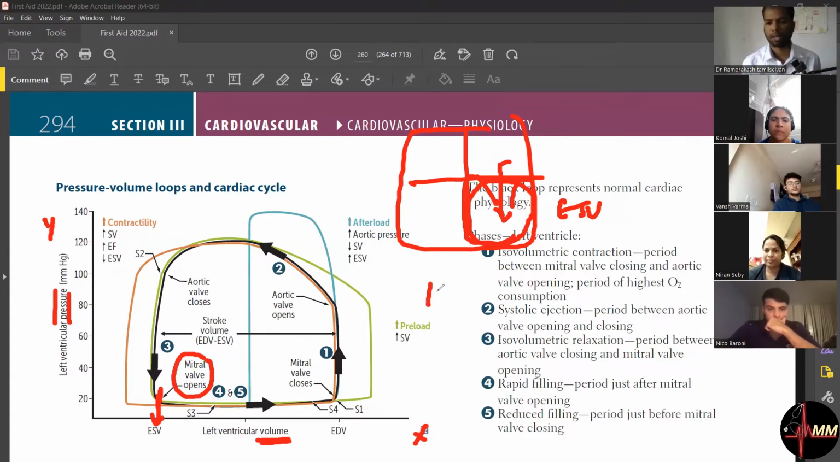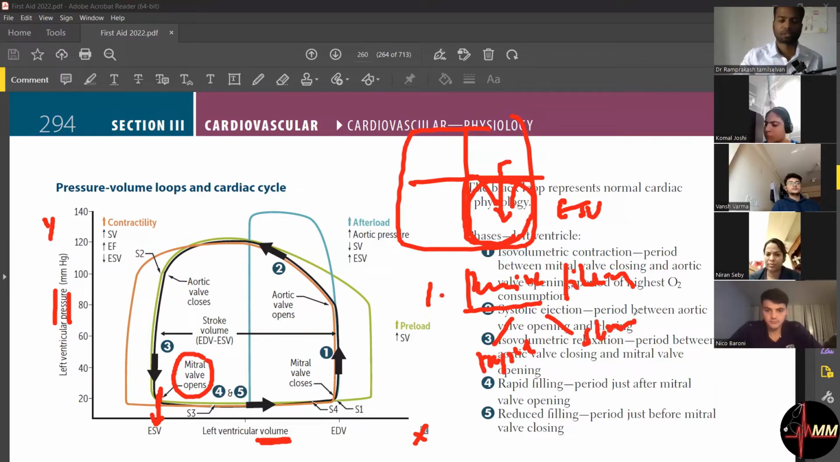One is the passive filling. Number 2 is because of the atrial contraction, the filling happens. Maybe you can call it active, something like that. Fine. In passive filling, the first stage is rapid and the second stage is slow. When the mitral valve opens, rapid filling happens and then it slows down because the pressure drops, right? And then the atrium contracts and pushes the remaining blood.